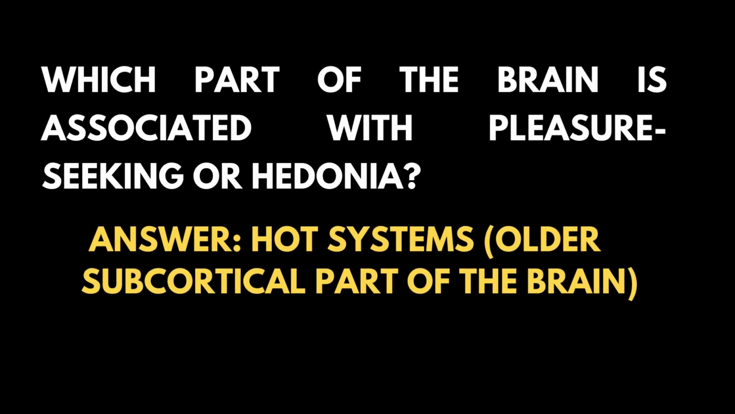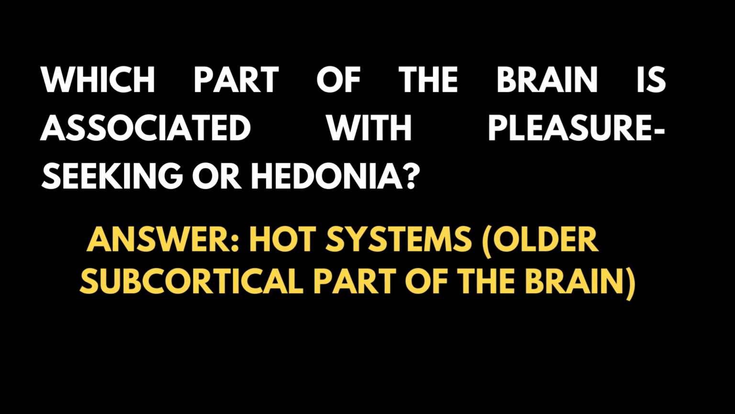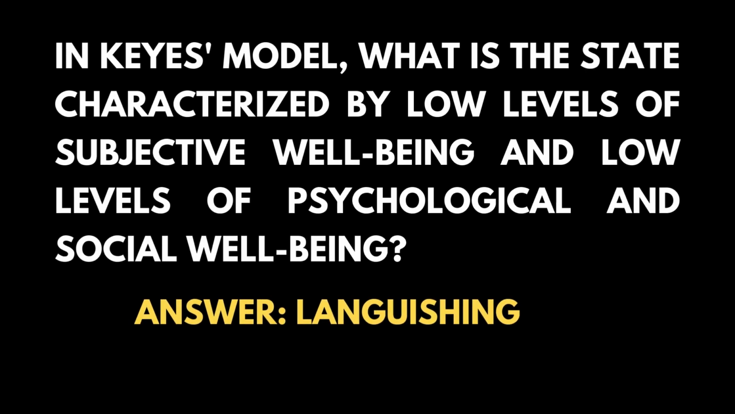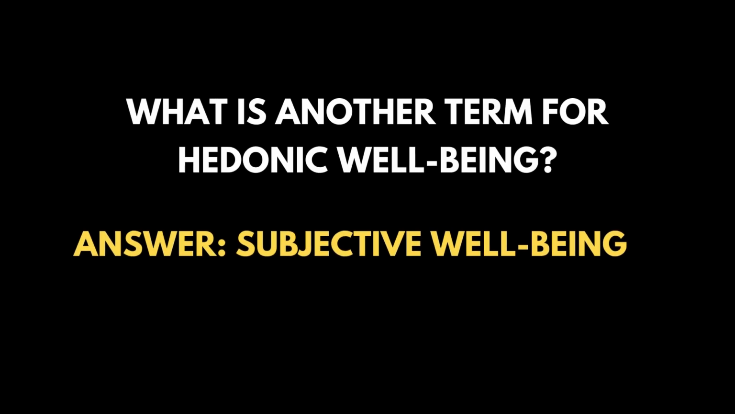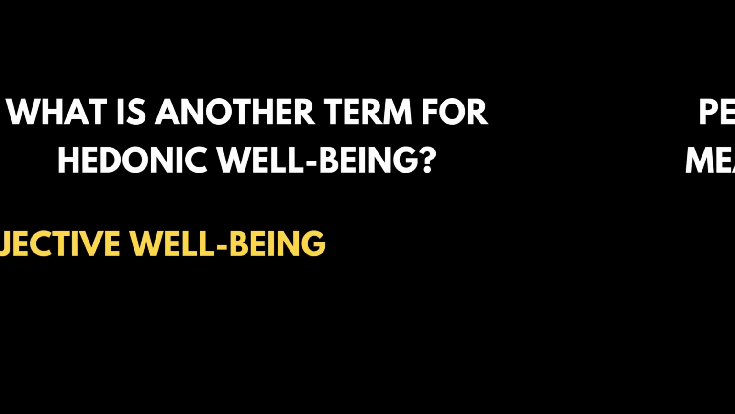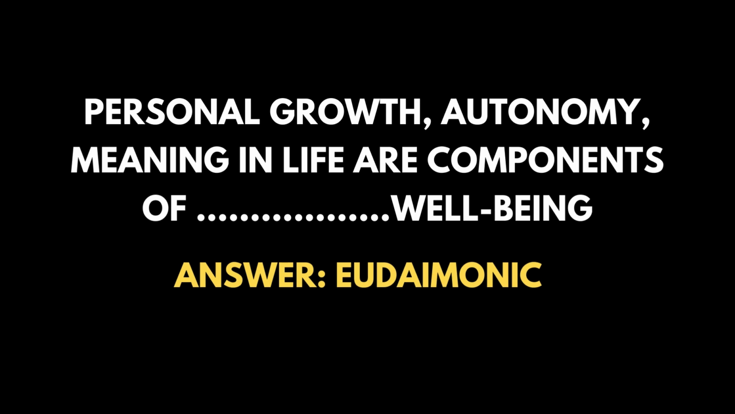Which part of the brain is associated with pleasure-seeking or hedonia? Hot systems, older subcortical part of the brain. In Keyes's model, what is the state characterized by low levels of subjective well-being and low levels of psychological and social well-being? Languishing. What is another term for hedonic well-being? Subjective well-being.